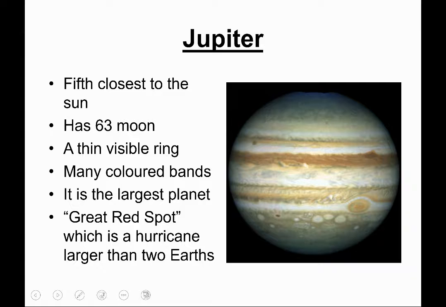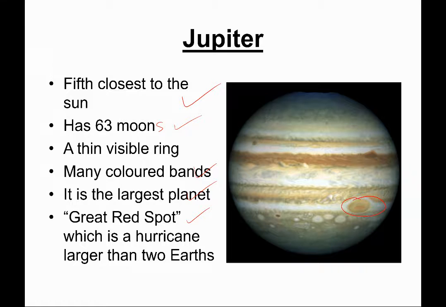Jupiter is the fifth closest to the sun. It has 63 moons. It has a thin visible ring, not as easy to see as some other planets that'll be coming up next. It has many colored bands. It is the largest planet in our solar system. It's got the Great Red Spot, which is a hurricane, which is larger than two Earths. That's this guy right here.